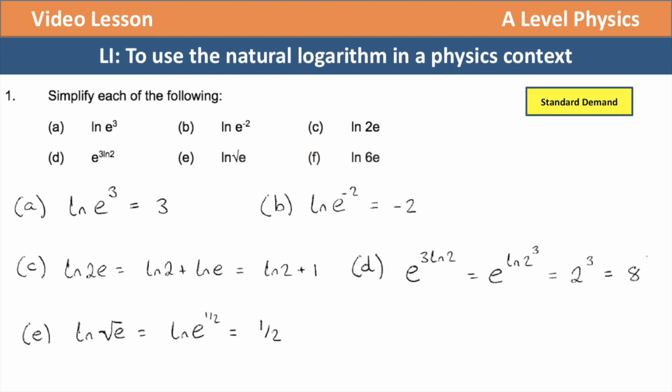And then for part F, we've got ln 6e. Again, we'll split that up using the multiplication again. So we get ln 6 plus ln e. And then, of course, ln e is just equal to 1. So the final answer, in terms of the natural log, is ln 6 plus 1. But you could work out a final answer on your calculator if you wish to.